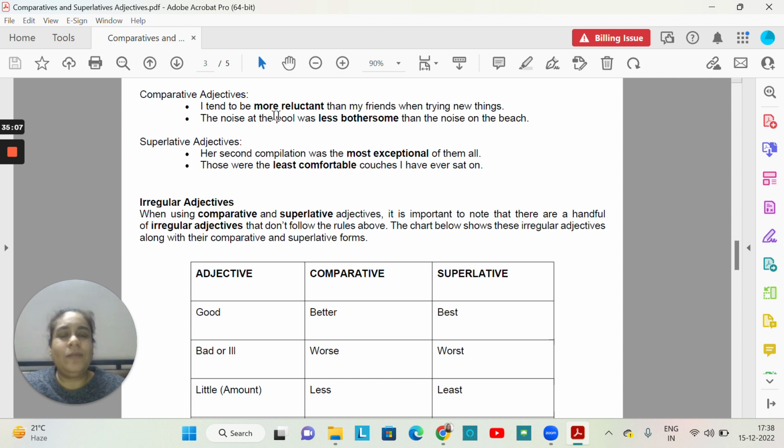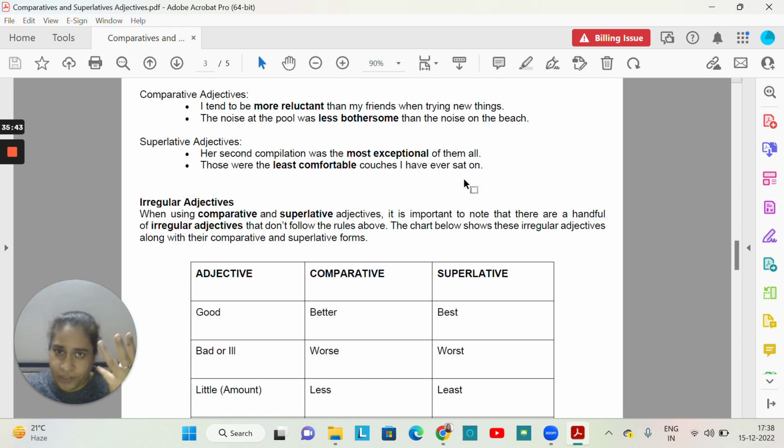I tend to be more reluctant than my friends when trying new things. Reluctant, 3 syllables. The noise at the pool was less bothersome. Bothersome, again 3 syllables. Superlative adjectives. Her second compilation was the most exceptional of them all. Exceptional, 4 syllables. Those were the least comfortable couches I have ever sat on.